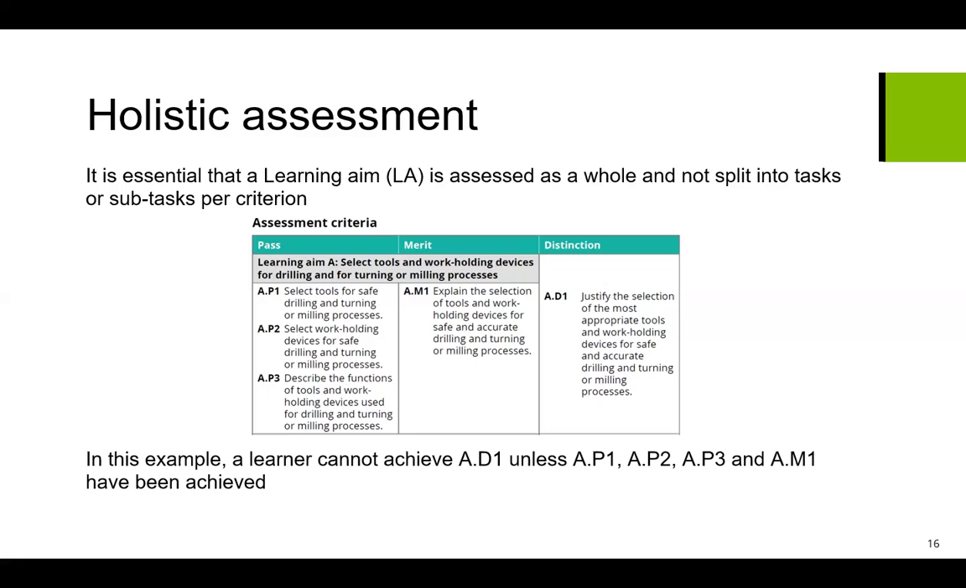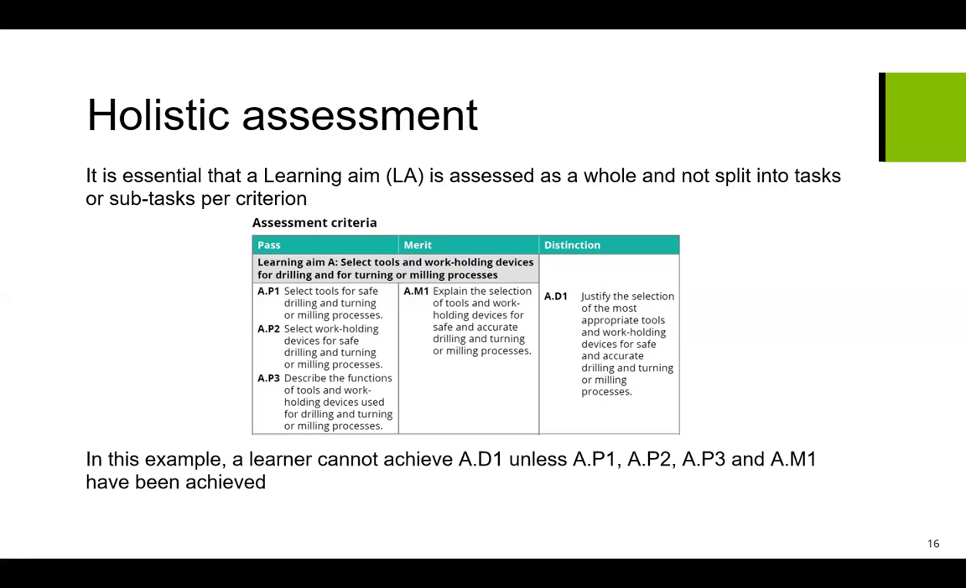Just focusing in on this expression, holistic assessment. We touched on it a moment ago. It's essential that a learning aim is assessed as a whole. So if you're writing an assignment, for example, this one is Unit 8, Learning Aim A, you mustn't split this down into five different tasks.